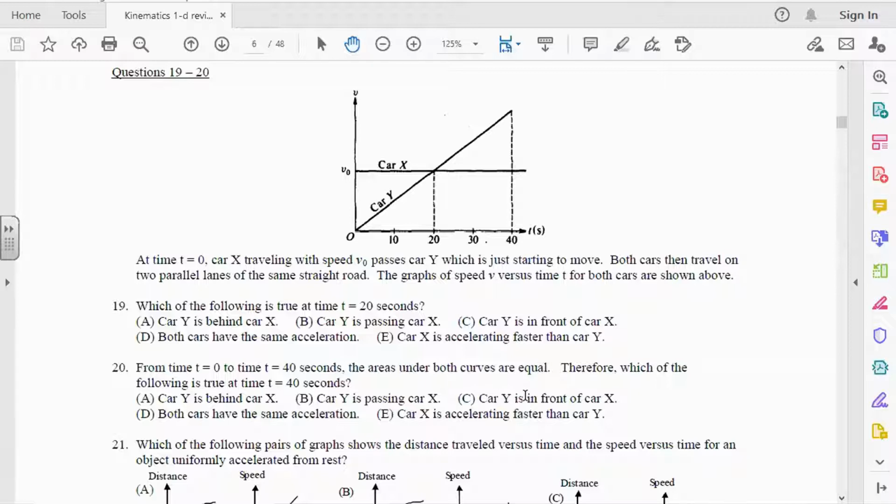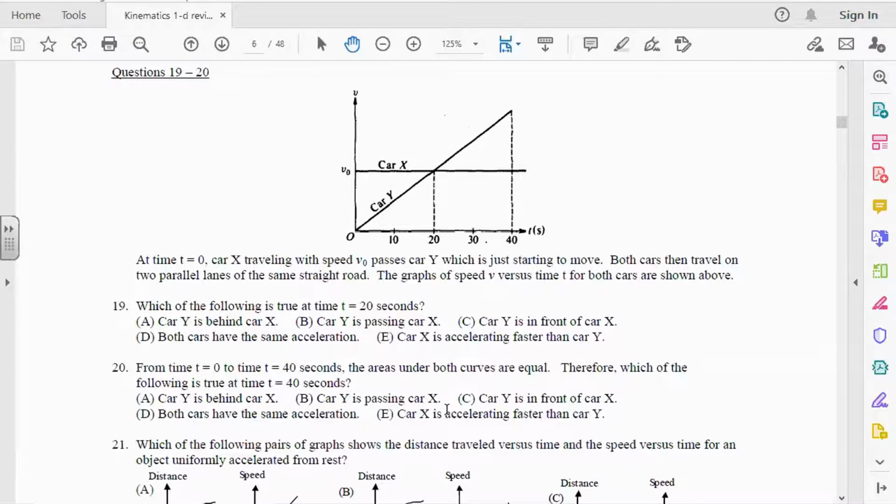Well, if they have the same displacement, it can't be in front. The areas are the same, so that means they're in the same location. So car Y hasn't yet passed car X. It's in the process of passing car X. And then both cars have the same acceleration. Well, we know the slopes aren't the same. Car X is accelerating faster. We know that's not true based on what we talked about with number 19.